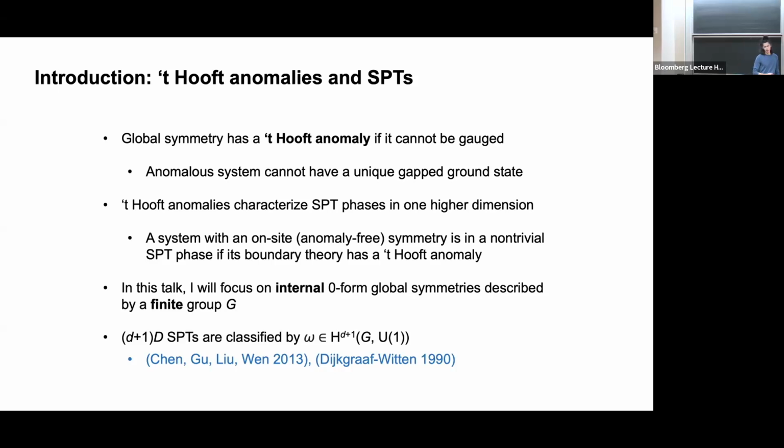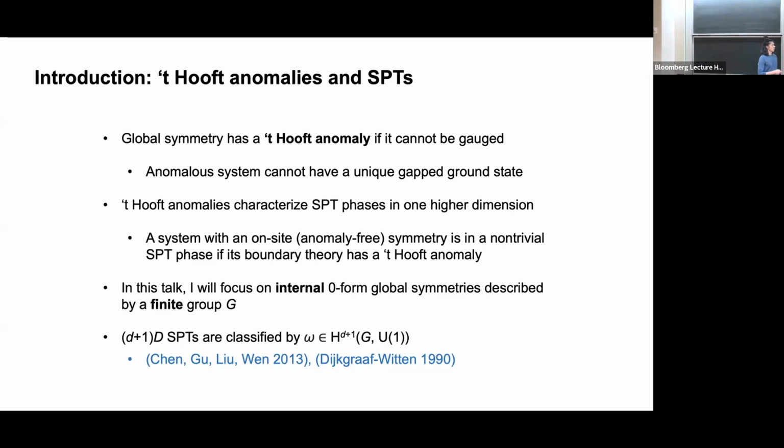On the other hand, 't Hooft anomalies are particularly useful for characterizing SPT phases in one higher dimension. In particular, a system with an on-site, or in other words, an anomaly-free symmetry, lies in a non-trivial SPT phase if and only if the symmetry acts in an anomalous way on the boundary of the system. This is the so-called bulk-boundary correspondence for SPT phases.